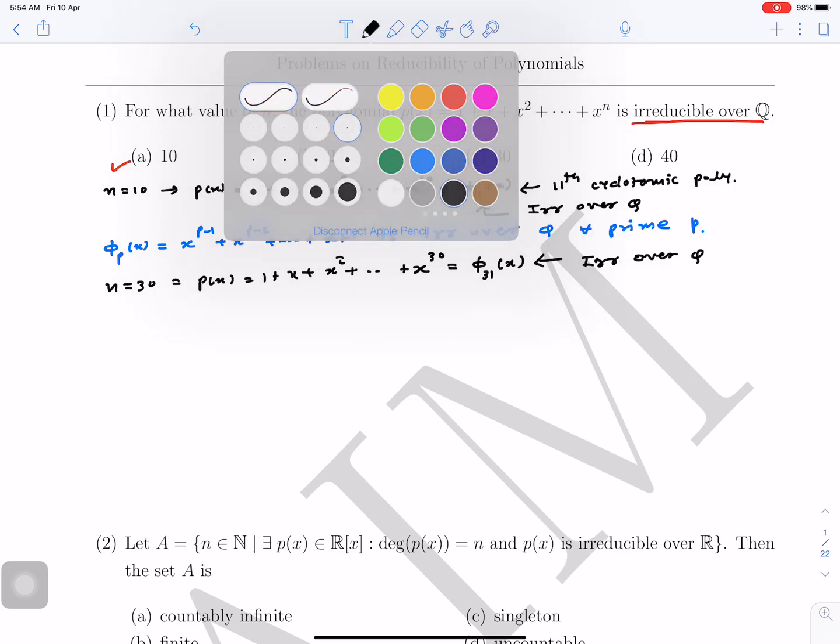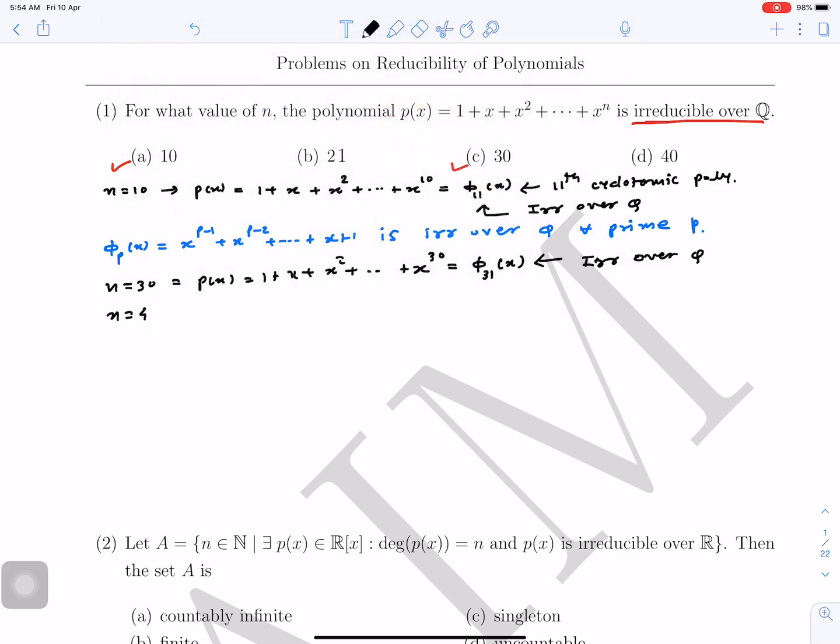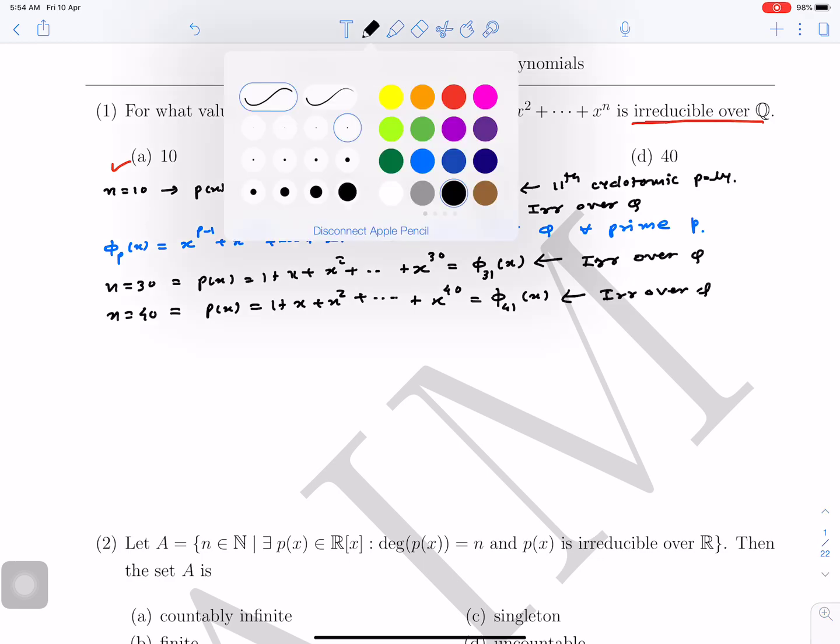Now let us go for n equal to 40. It is p(x) = 1 + x + x² + and so on up to x^40, then it is Φ₄₁(x), and again 41 is prime, so it is irreducible over Q. So 40 is also a correct answer.